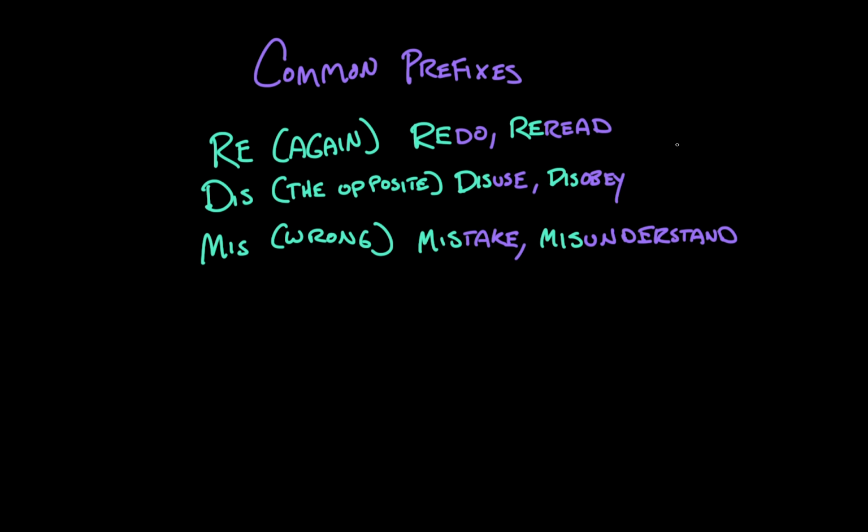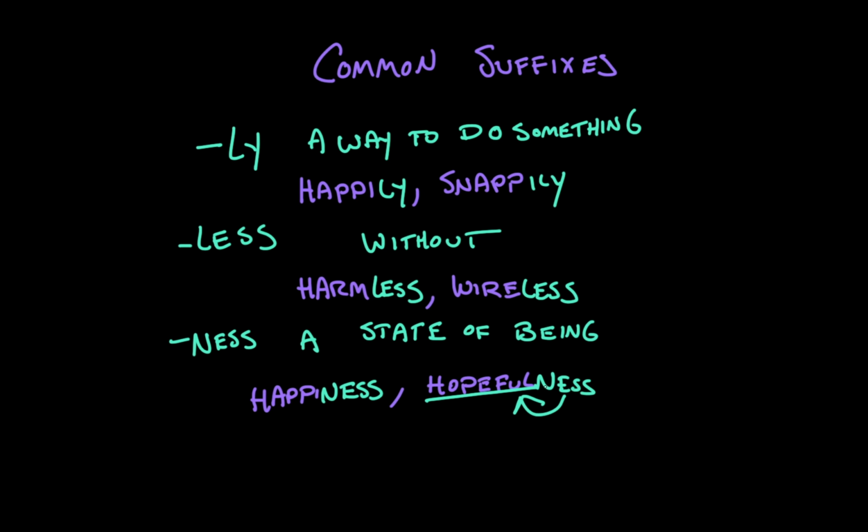So remember, prefixes are word parts that come at the beginning of words. The prefix pre means before, as a little clue that can help you remember. And suffixes are word parts that come at the end of the word.